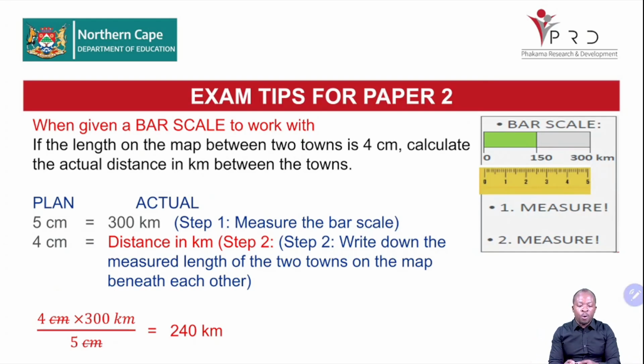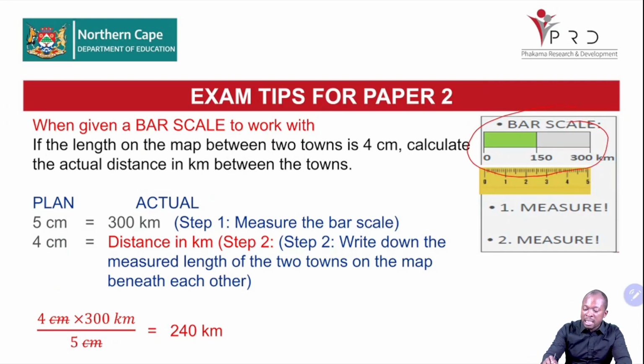Now let's talk of when you are given a bar scale to work with. So you see that on a map or any diagram that you're given, maybe they give us the bar scale. What should you do? You take your ruler and measure the entire bar. I would love that you measure the entire bar. Maybe your teachers are saying measure a portion of it. That's still fine. But from what I'm teaching you here, I would love that you measure the entire bar.